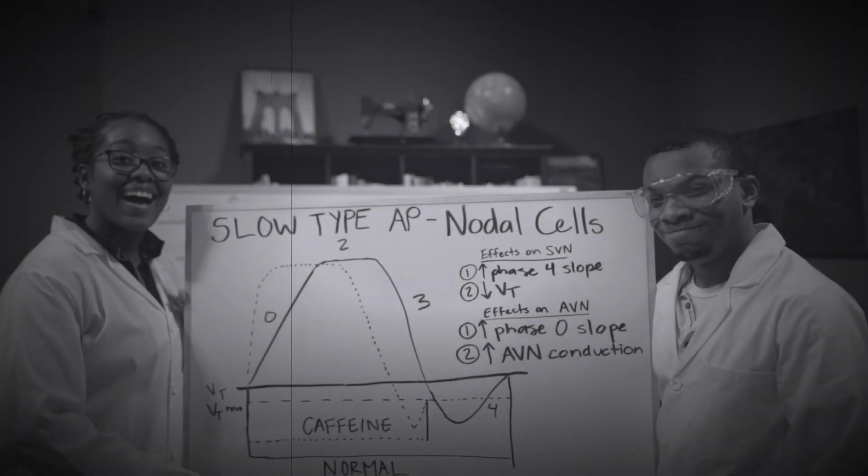Since caffeine increases the amount of cyclic AMP in the cell, it has similar effects to isoproterenol. It leads to an increase in the phase 4 slope, which leads to an increase in heart rate. It also increases the phase 0 slope, leading to a faster AV node conduction and therefore a decrease in PR interval.